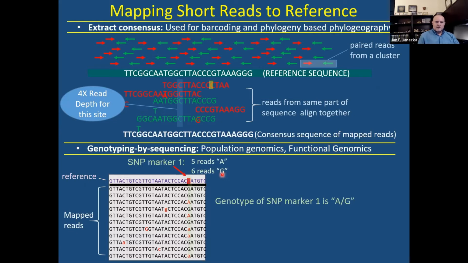This is a diploid individual, so you'd expect that individual is heterozygote in that position, and the genotype for that particular SNP marker is AG. Now think about it.